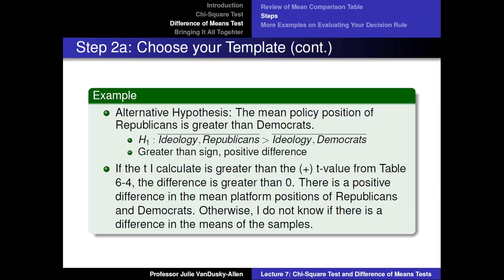Going back to our example, our alternative hypothesis suggested that Republican platforms should be greater than Democratic platforms. Since it is a greater than sign, we expect a positive difference and should choose the first statement. If the t I calculate is greater than the positive t-value from table 6.4, the difference is greater than 0. There is a positive difference in the mean platform positions of Republicans and Democrats. Otherwise, I do not know if there's a difference in the means of the samples.